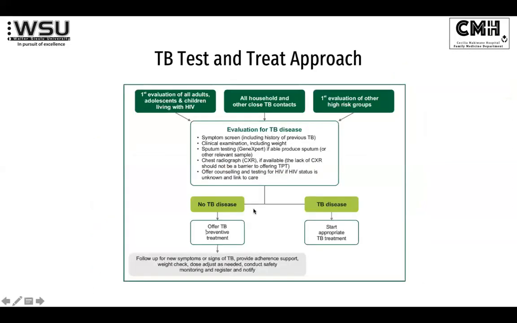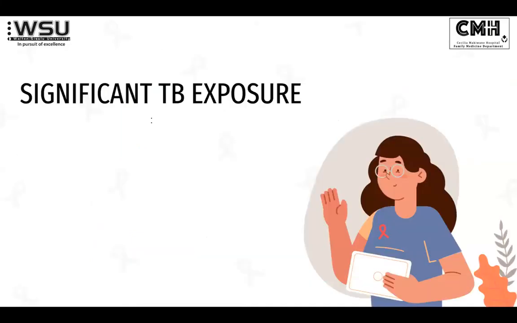I'm not going to cover this slide. It's just to show you basically the approach is very simple, what they call the TB test approach. At the top here, we have those 3 groups that I've mentioned. Evaluate for TB disease. If they don't have TB disease, you give them TB treatment, IPT. If they do have TB disease, you give them TB treatment. So the idea is that everybody gets something. You assess your patients. Some of them will get the TPT and some of them will get TB treatment.